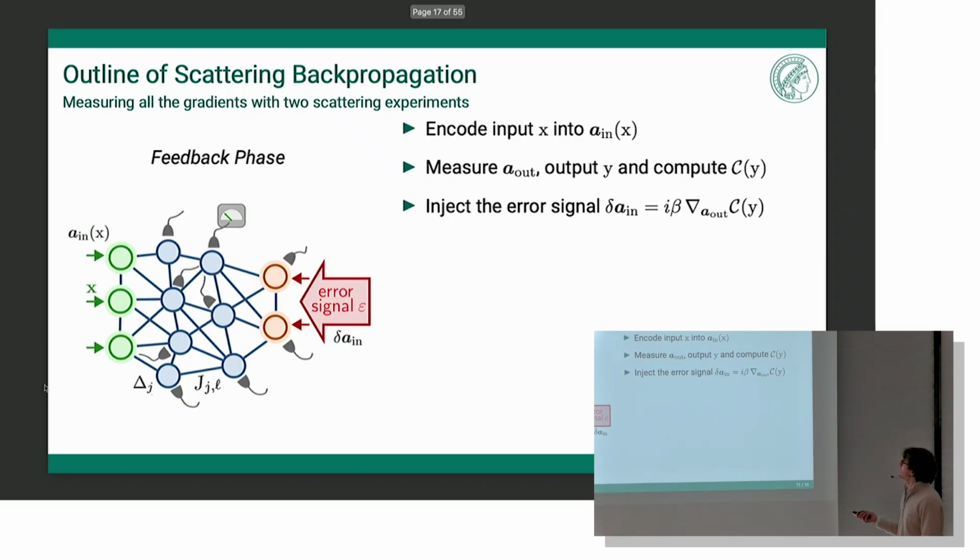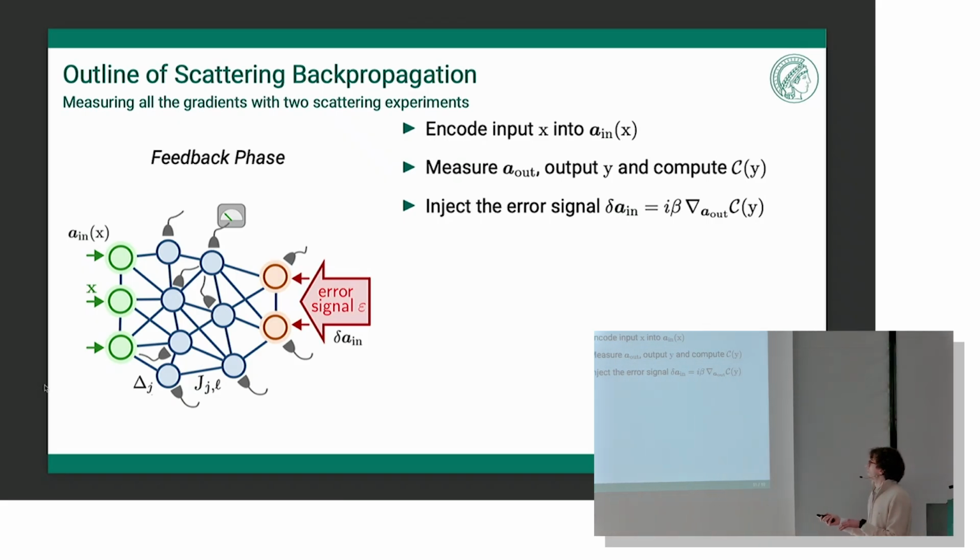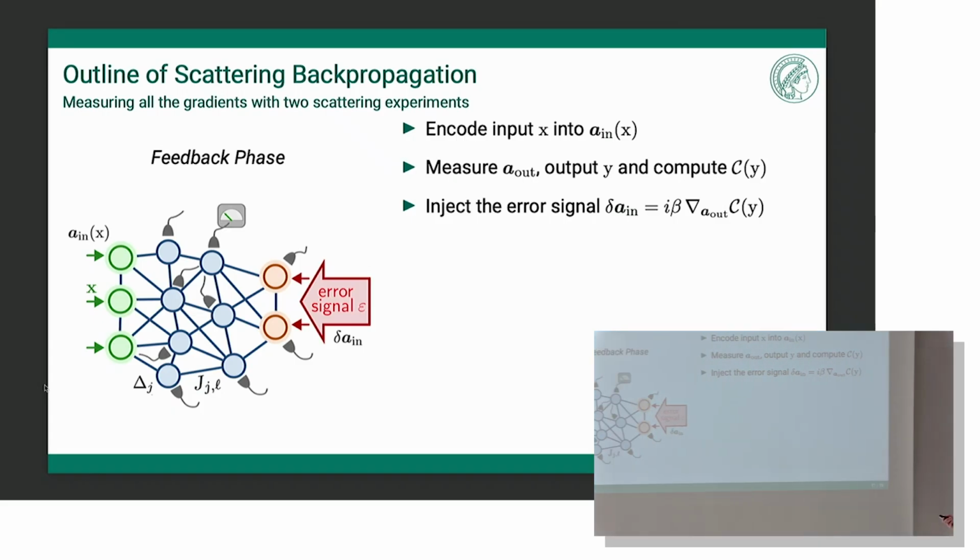And then what you do is you try to get some information about the gradients. So now your system is at steady state. You keep your green inputs, like here, clamped. And on top of this, you do a linear response experiment. So you inject a perturbation in the output nodes. And now, of course, you change your dynamical equation, and you're going to measure a different steady state.